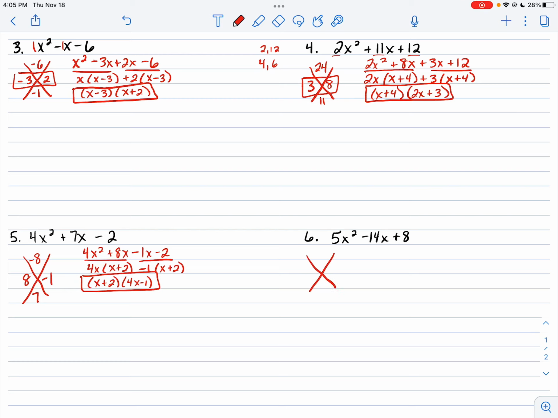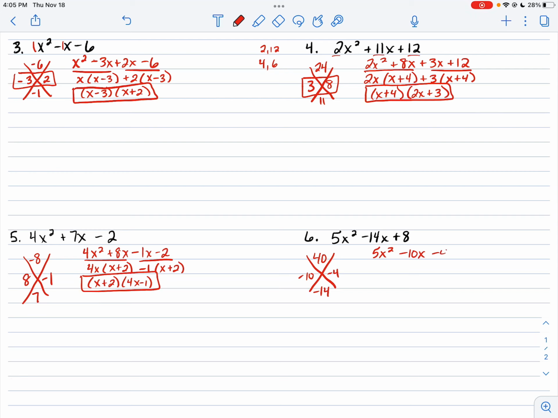And then for 6, if I do the same type of thing, so I'll take 5 times 8, that gives me 40. And then my b term goes in the bottom, so that would be negative 14. So I'm looking for two numbers that multiply to be 40 but add to be negative 14. So in our case, that would be a negative 10 and a negative 4.